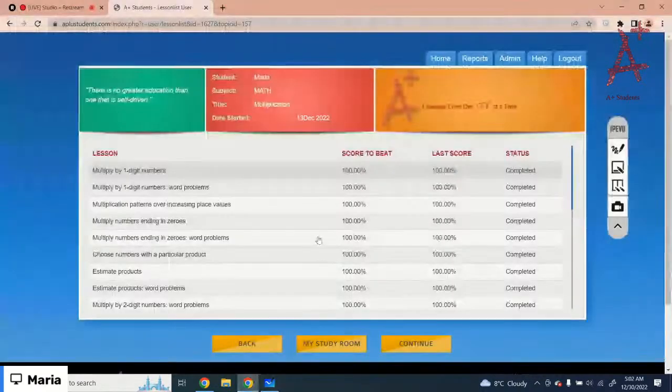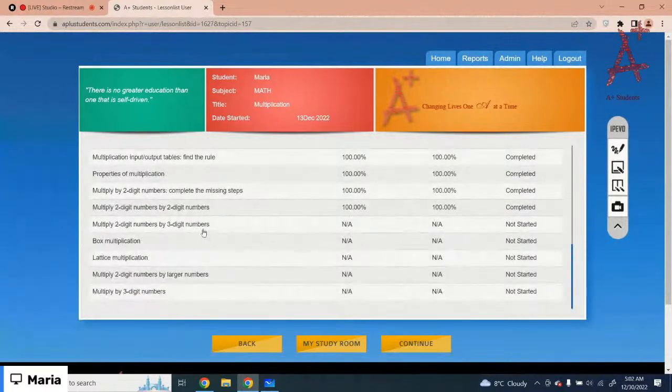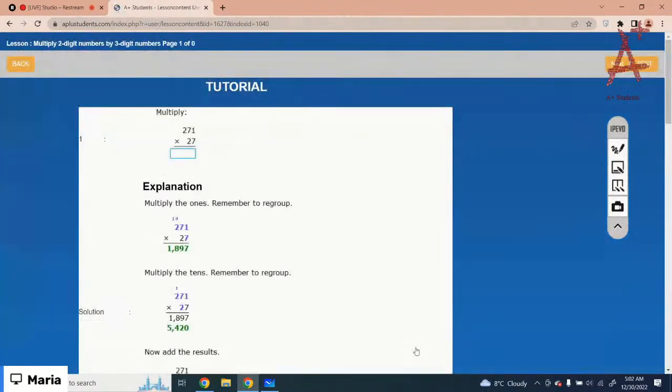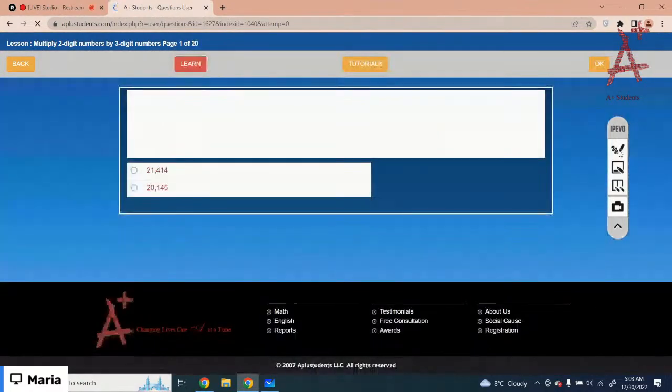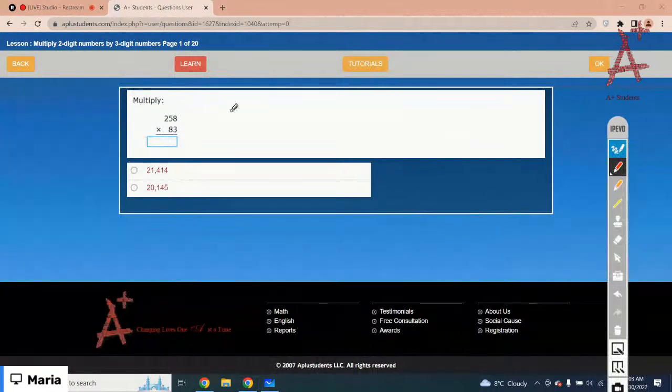Okay, here I am on grade 5 maths. The chapter name is multiplication and the lesson we're going to start is, here it is, multiply two-digit number by three-digit numbers. Got it? So just click on the continue button and start with the lesson. Okay, you have to multiply. Let's start with a test question. Okay, we have to do 258 times 83. Got it? So start multiplying 258 times 83.